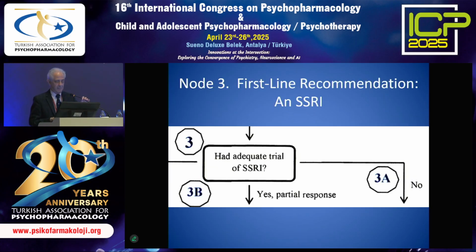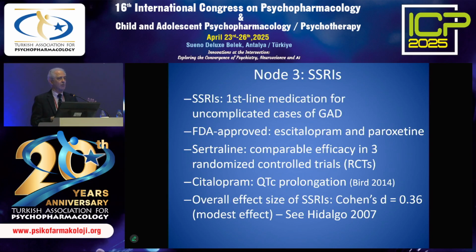Now let's break it down. So the first thing we recommend, first line recommendation, is: have you given them an adequate trial of an SSRI? And if the answer is no, over here on the right, 3A, then we do recommend you go ahead with one. So here's the story on the SSRIs to give you a little more detail.